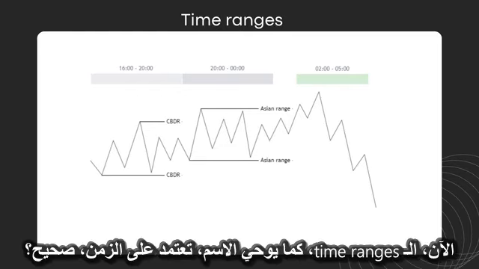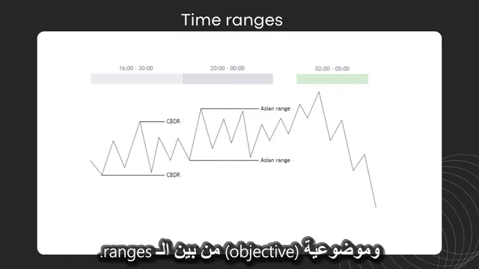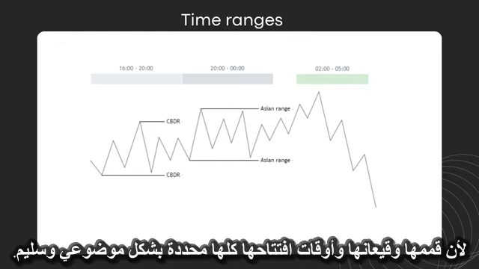Now, time ranges, just as the name suggests, are time dependent, right? And these are the most dynamic and objective ranges because their high, low, and opening times are all objectively defined properly, right?